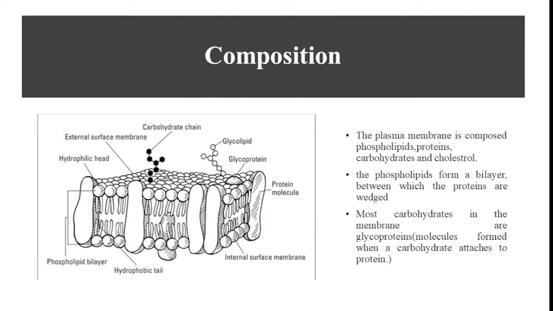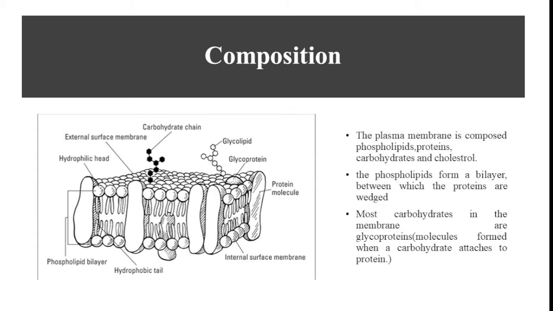Now let's discuss the composition of the plasma membrane. Plasma membrane is made up of phospholipid, protein, and a very small amount of carbohydrate and cholesterol. The phospholipids form a bilayer. You can see in the diagram, the first layer is this and the second layer is this, between which the protein is embedded. This one is protein.